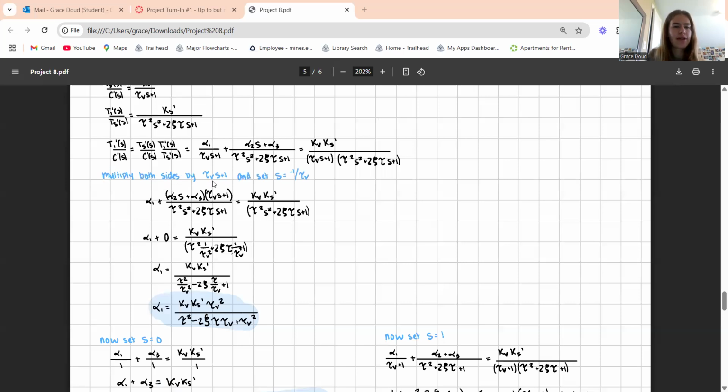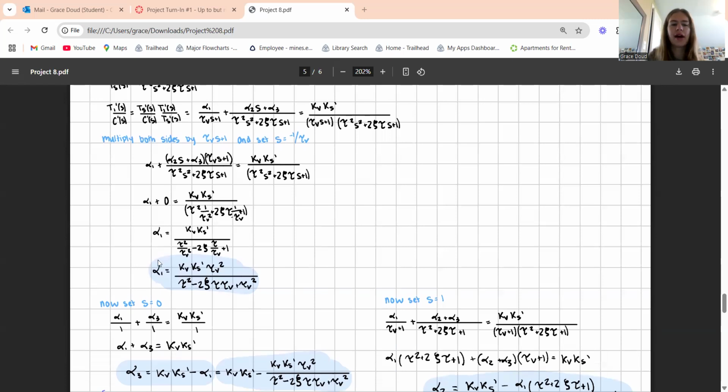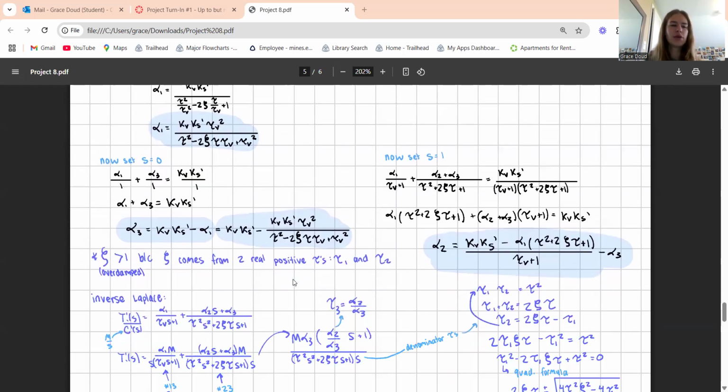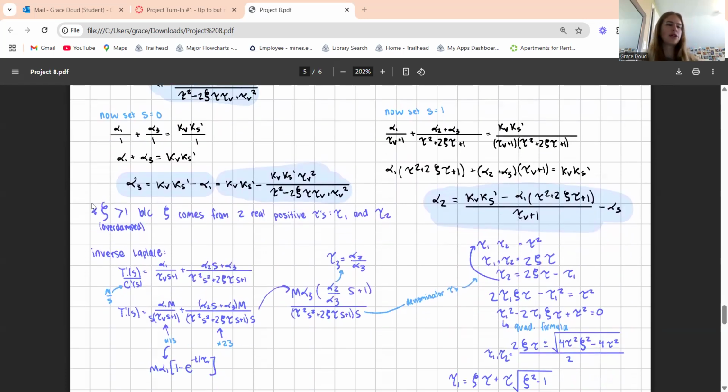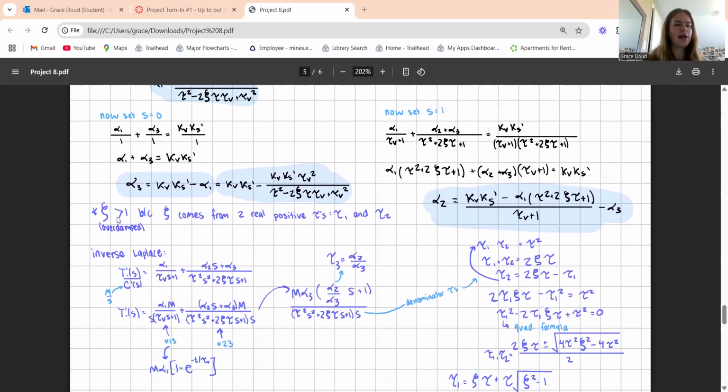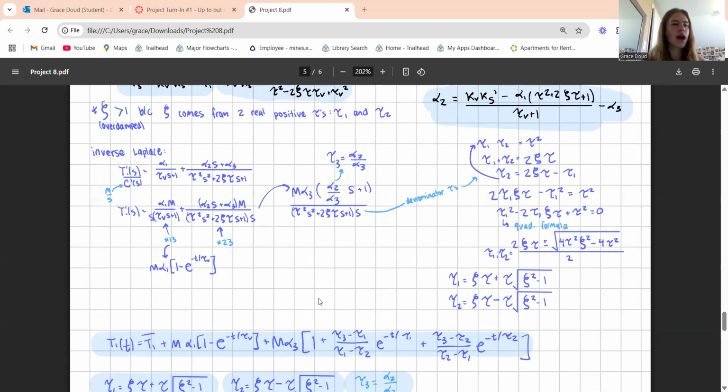So I first multiplied everything by this and then set S to this and plugged that in, and I got alpha 1. And then we just tried setting S to 0 and S to 1, and that worked and gave us alpha 3 and alpha 2, all in terms of alpha 1. Also, we know that zeta is greater than 1 because it comes from two real positive taus, tau 1 and tau 2, so the system is overdamped.